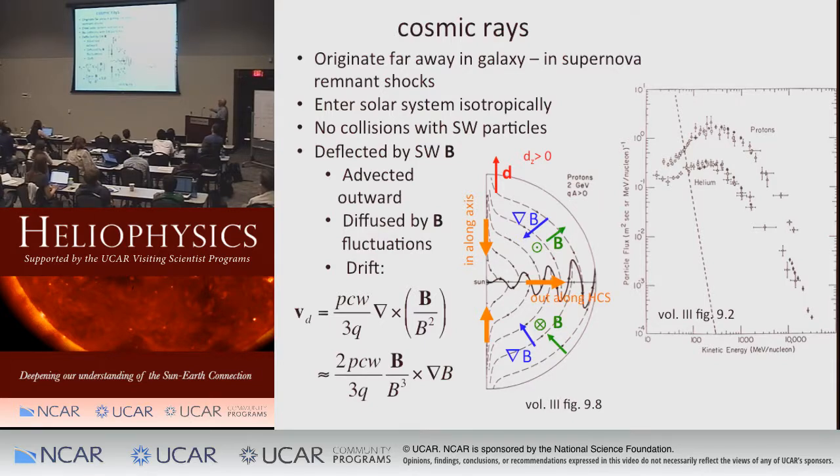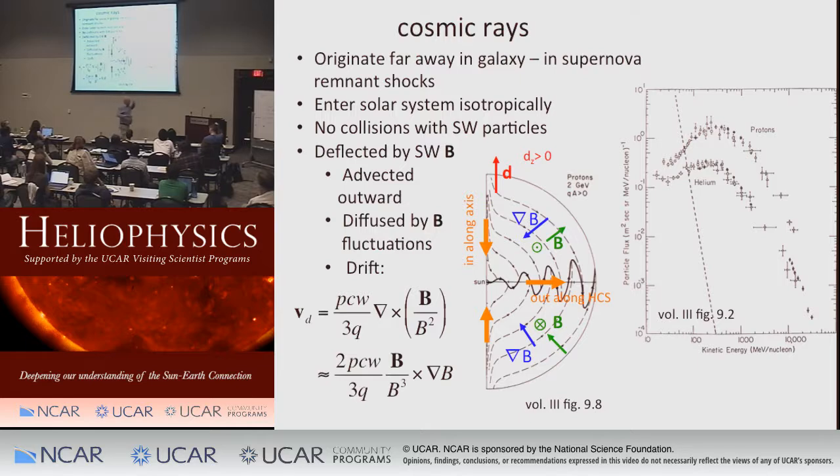So in this orientation, the cosmic rays are coming in along the poles, and then out along the heliospheric current sheet. This is the case when the dipole is pointed upward. And when I reverse this, I don't think I have a picture of that, essentially I'm going to change B, but not grad B. So all of these flows are going to reverse. And I'm going to get flow in along the heliospheric current sheet and out along the poles.